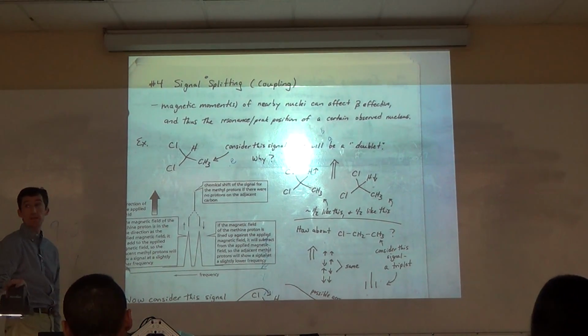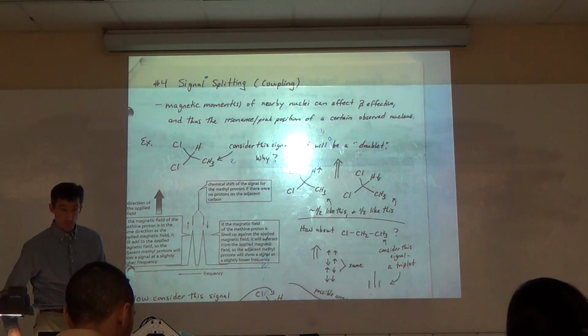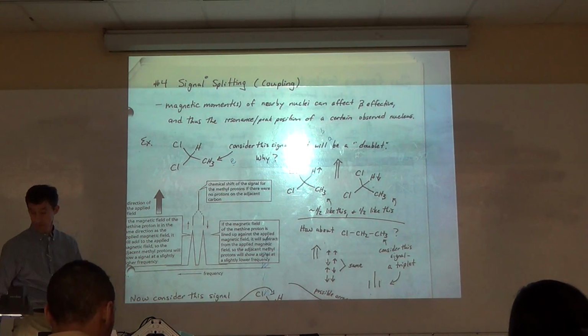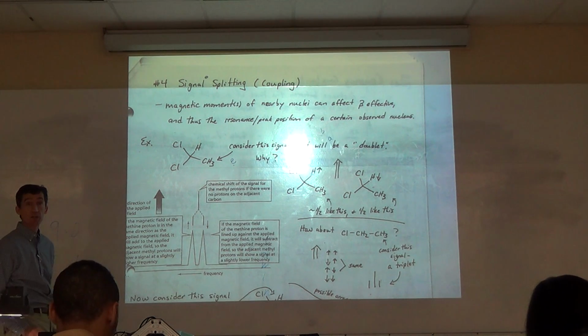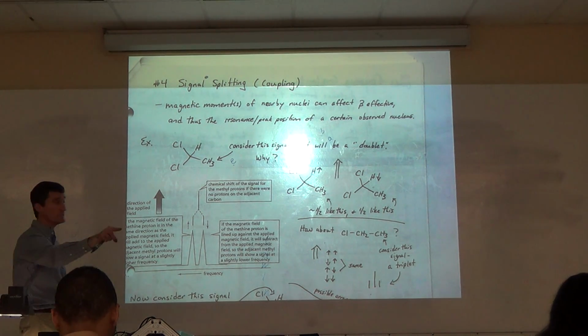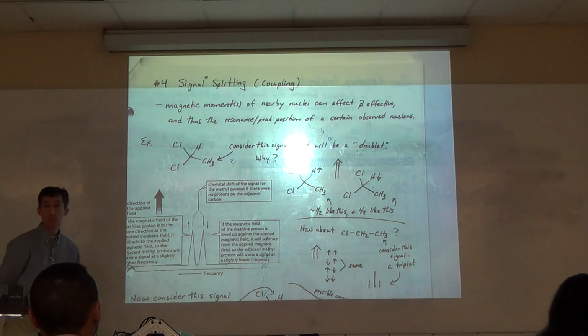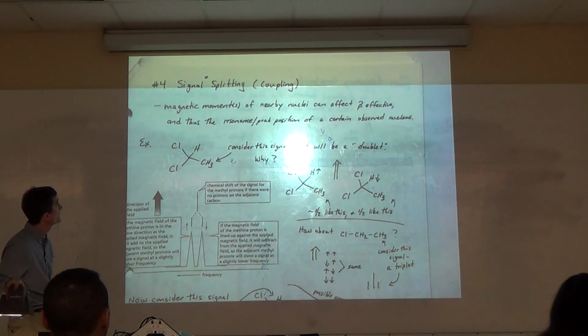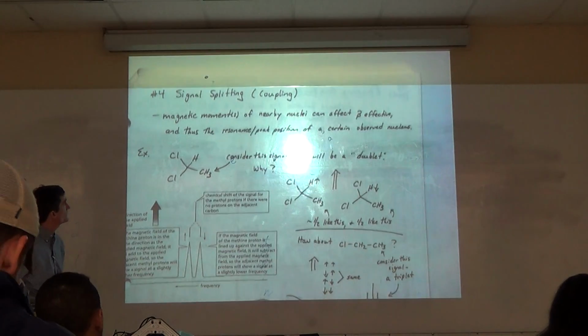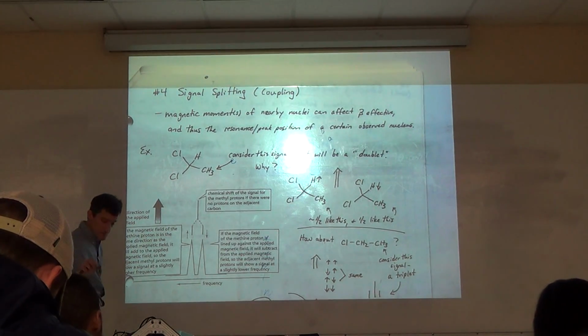This is going to be the last page, and this is where we ended yesterday with this page. Let's get through this page here, guys. This gets at the question that was just asked. Why are they doublets and triplets? It's called signal splitting, also coupling. Let's just get right to it.